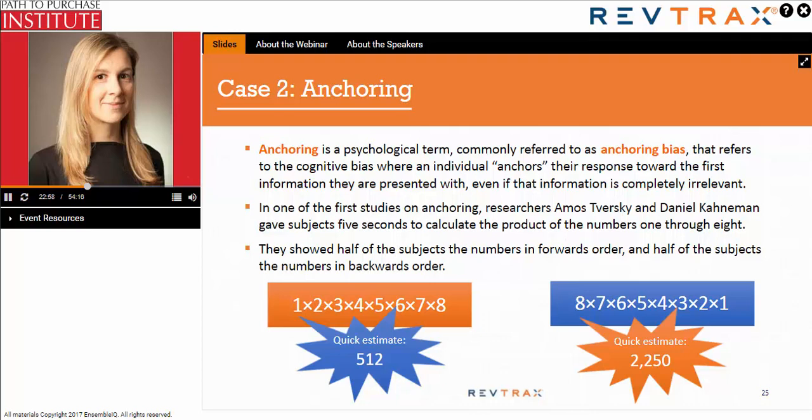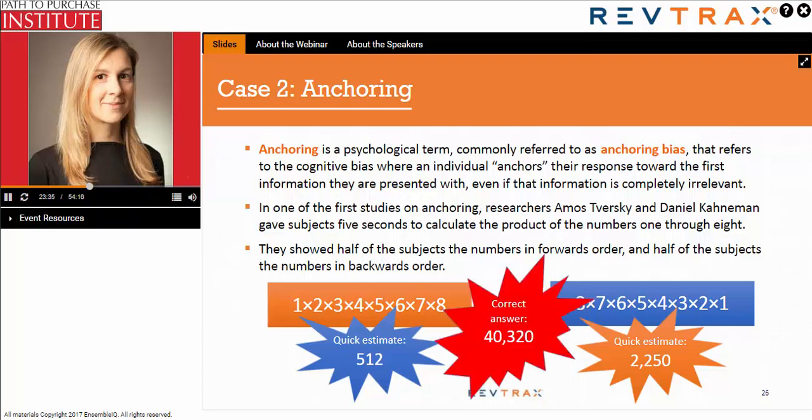And I do this experiment all the time with my students, and this happens over and over. The group that had the equation on the left, starting with 1, 2, 3, and so on, did a quick estimate that this equation is equal to 512. And the group who had the equation on the right, that starts with 8, 7, 6, and so on, did a quick estimate and wrote that it's 2,250. Really, these are, as you can see, if you know a little bit of math, identical equations. This is 8 factorial. And in fact, both of them were way off. The correct answer is over 40,000.